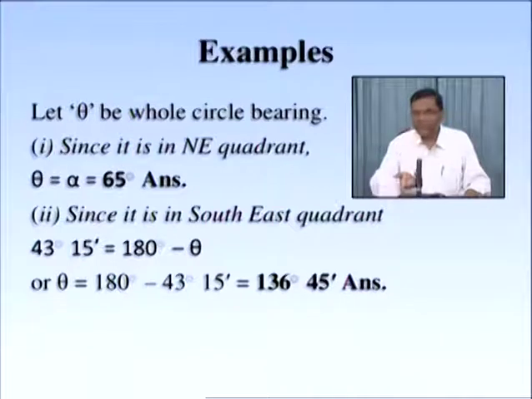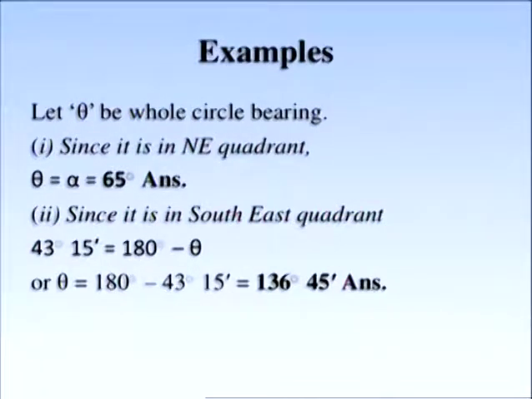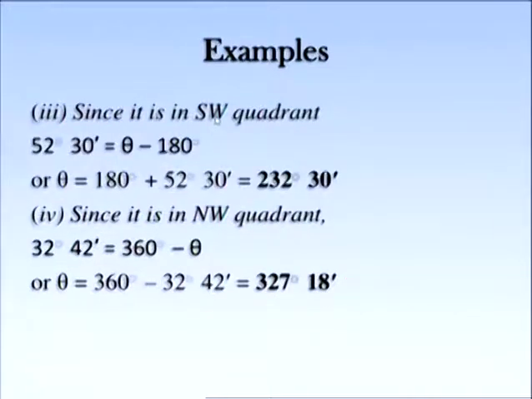But for the second quadrant, that is 43 degree 15 minute south, we have to subtract from 180 degree. 180 degree minus whatever the angle of the reduced bearing given to us. So it is 180 minus 43 degree 15 minute, and the answer is 136 degree 45 minute. This figure is nothing but the whole circle bearing. The reduced bearing is south east, and the whole circle bearing is 136 degree 45 minute. Our third example lies in the southwest quadrant.